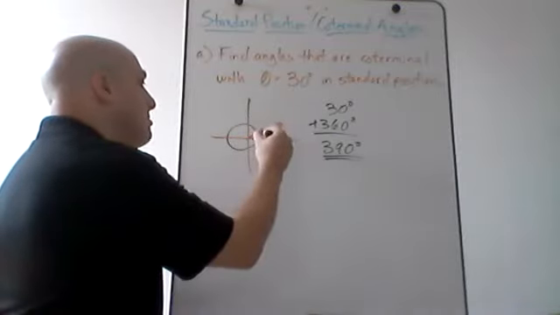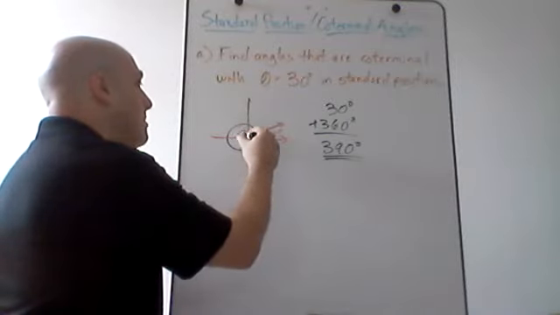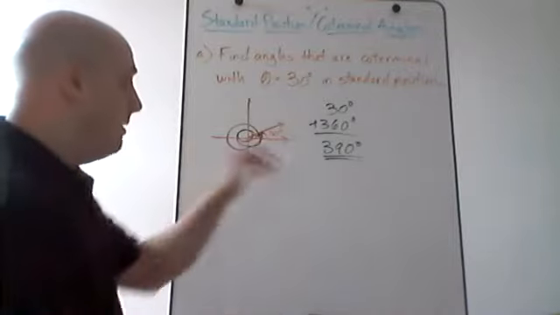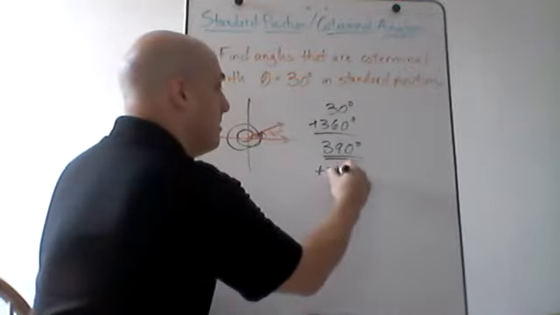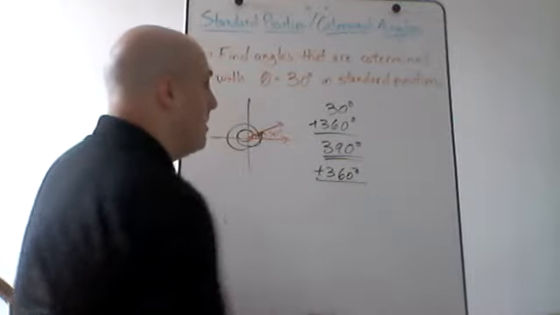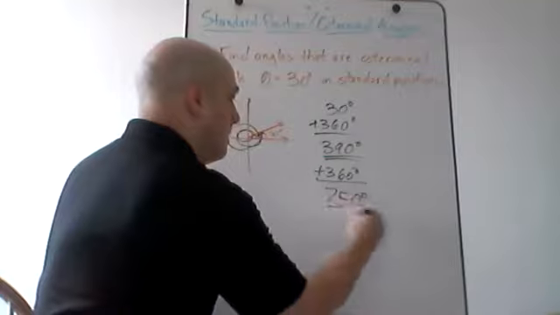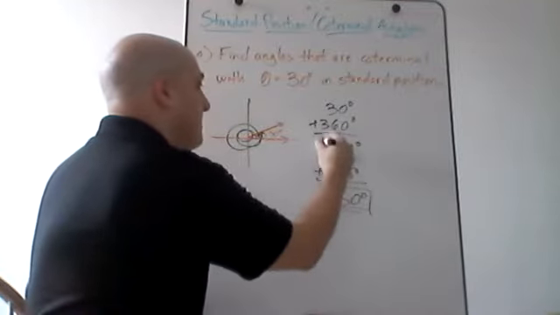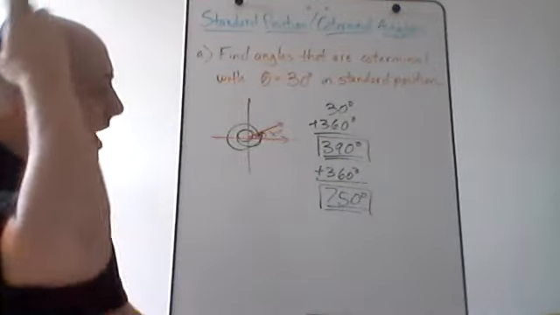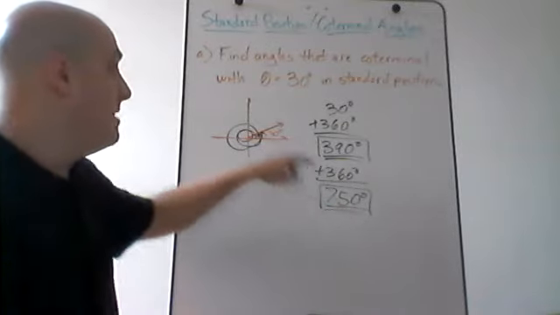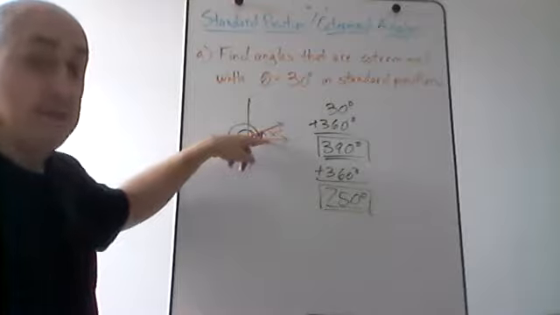What if I did two extra trips around? What if I went all the way around the circle once, twice, and then went that extra 30 degrees? Well, that's 390 plus another 360, which is going to be 750 degrees. So 750 degrees and 390 degrees are two angles coterminal with 30 degrees. For 750, I go one lap around, that's 360 degrees.